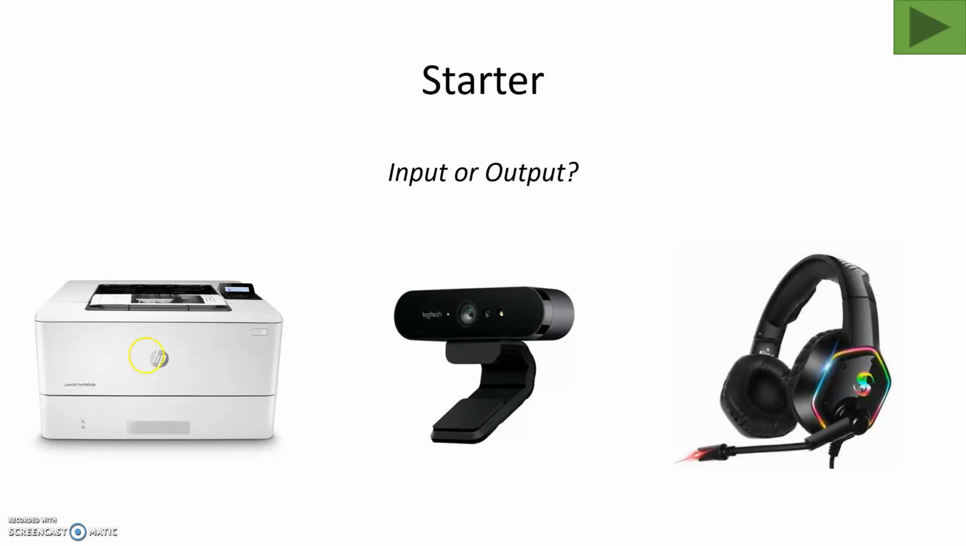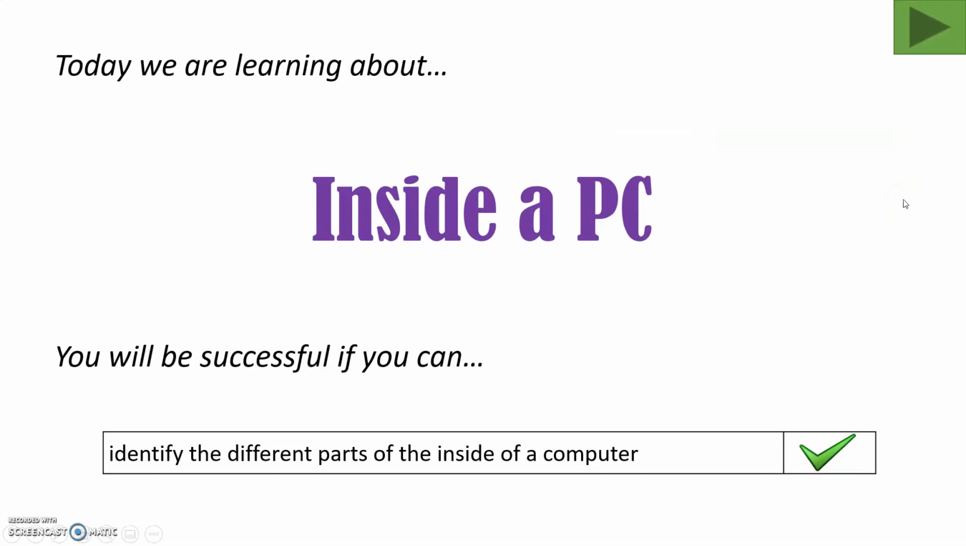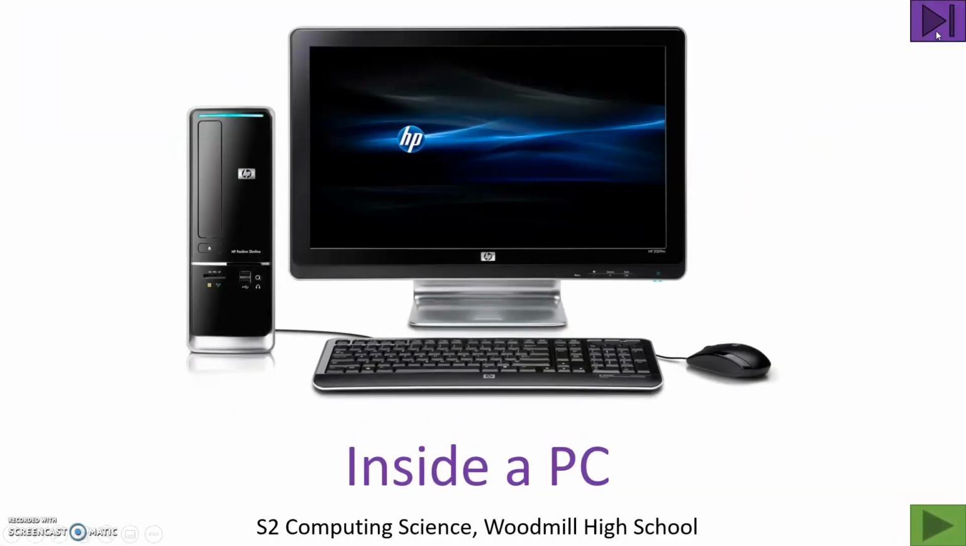Okay, so today's lesson, rather than looking at input and output devices, we're going to start having a little look at the inside of the PC, and hopefully by the end of today's lesson you'll be able to identify and maybe describe some of the different parts of the inside of a computer system. So back to our computer from last week, we had a little look at output devices, we had a little look at input devices. So today what we're going to do is go inside this box.